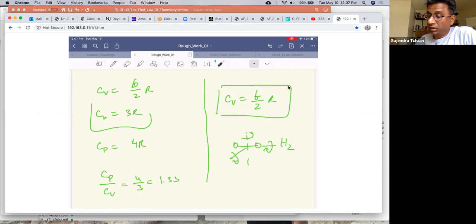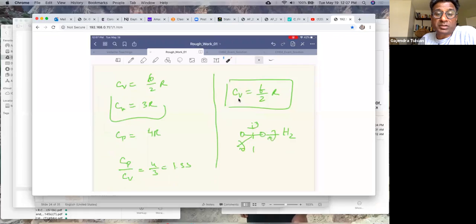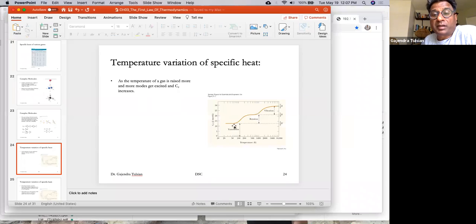So what this graph is showing you is that below 100 degrees Kelvin, none of the rotational modes are excited, and it has only translational degrees of freedom. Around room temperature, up to 1000 Kelvin, the rotational modes are excited. And above that temperature, the vibrational modes are excited. For a diatomic molecule, there are 2 vibrational modes. So here's 7/2 R.